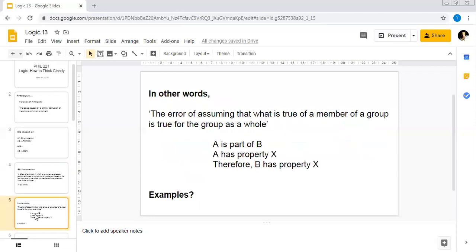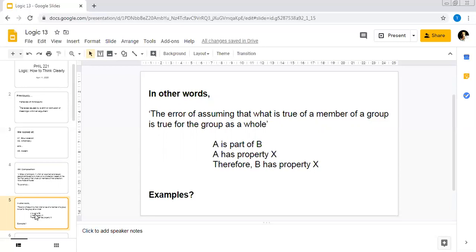So how does it work? Let's just look at it. In other words, the error of assuming that what is true of a member of a group is true for the group as a whole, right? So you have parts. For example, you have 1, 2, 3, 4, 5, 6, 7, 8, 9, 10 parts that make up something. Let's say a set, okay? So if I say that this set is black, and the reason that I say that is because one of the members is black, or all the members are black, okay? But just because the members of that set are black does not make the entire set as a whole black.